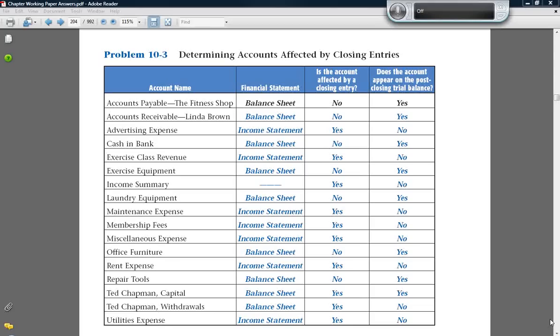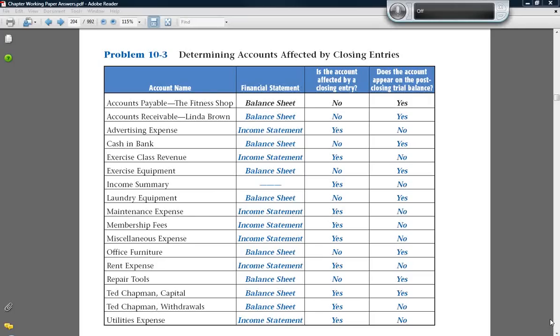The owner withdrawals, a balance sheet item. That too is affected by a closing entry because withdrawals are closed into capital. And an expense, the income statement item, yes, it is affected by closing entries. No, it is not on the post-closing trial balance.